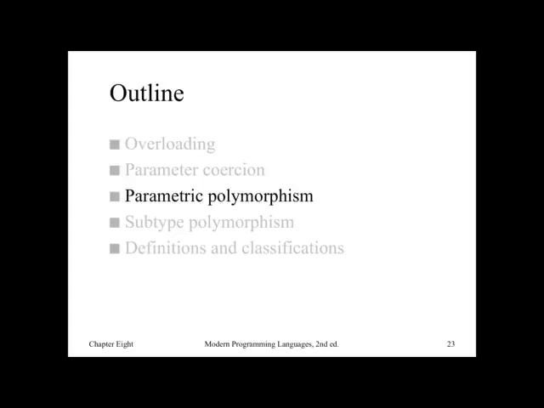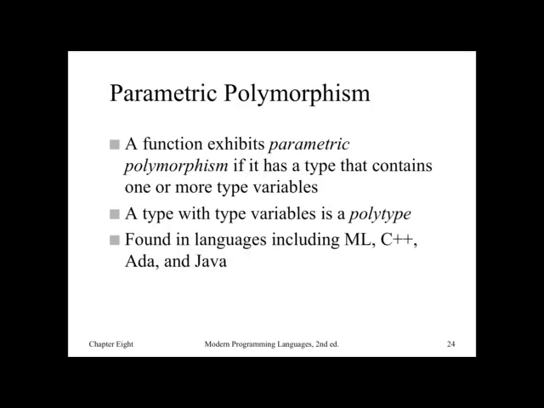Okay, working our way through. We're talking about parametric polymorphism, and you ought to be able to guess that it's going to have something to do with parameters. So we say that a function exhibits parametric polymorphism. And I'm going to say these words, and it's going to be frankly a little bit confusing, and then I want to back up and walk you through it. The function exhibits parametric polymorphism if it has a type that contains one or more type variables.